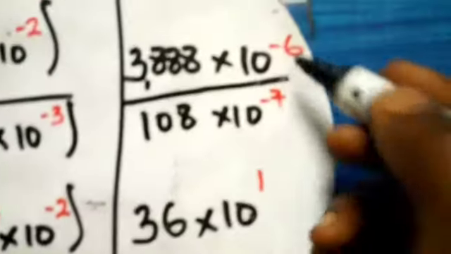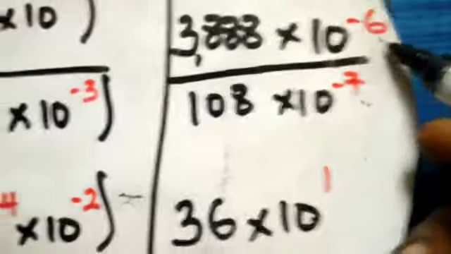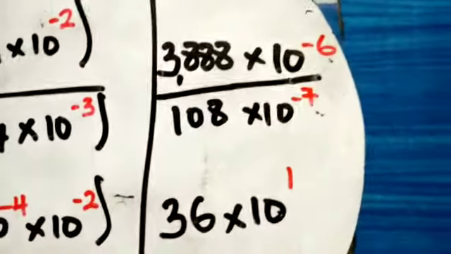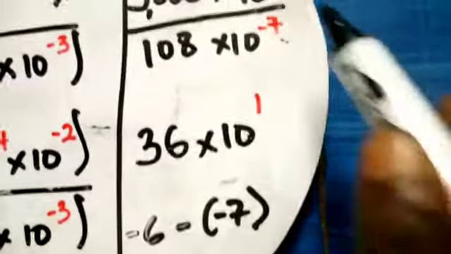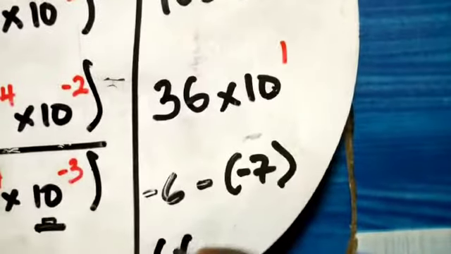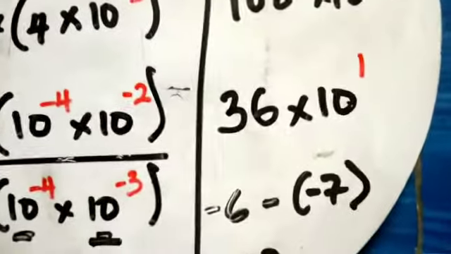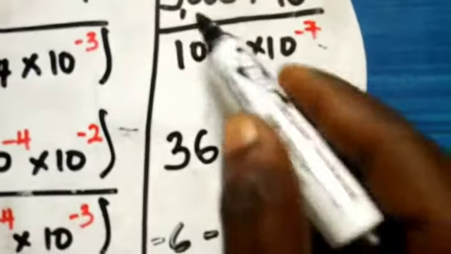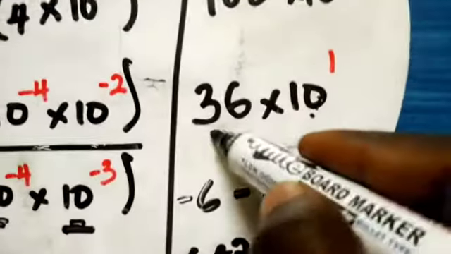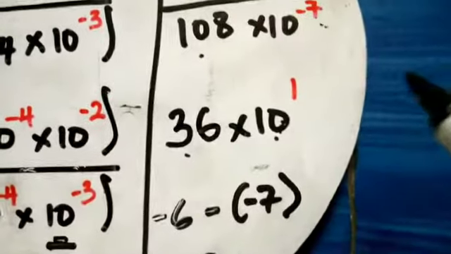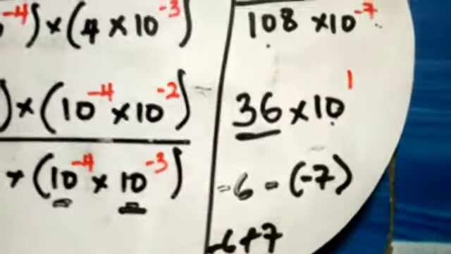And how do you subtract? You subtract the down one from the top one. So the top one, which is minus 6, minus minus 7. Can you see that? Always the top one minus the down one. So minus 6 plus 7 will be equal to 1. That is very simple. That's why I got 10 exponent 1 here. So when I divide 3,888 by 108, I'm going to get 36. So I'm getting 36 times 10 exponent 1. This is how you multiply and divide in standard form.